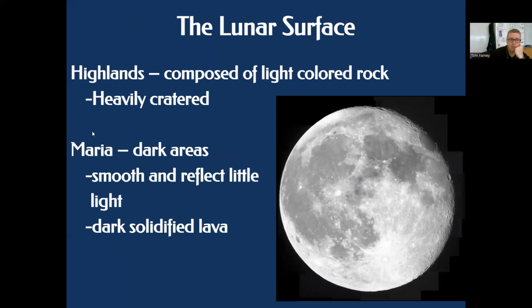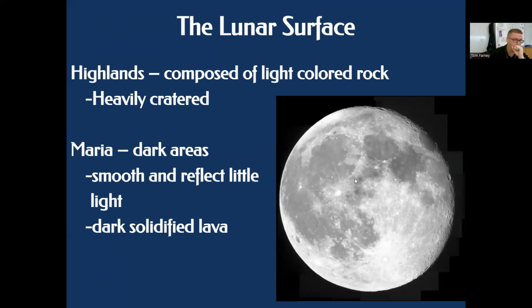The Maria are the dark colored areas. They're smooth and reflect little light. We can see that there. One of which is the Sea of Tranquility, one of the prominent features on the moon. These dark areas are dark solidified lava.